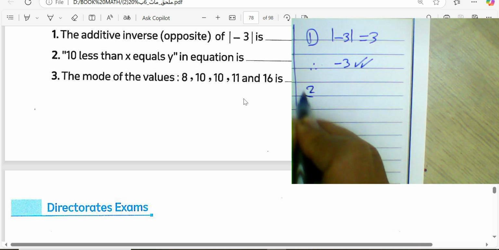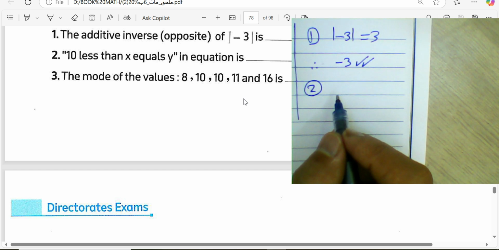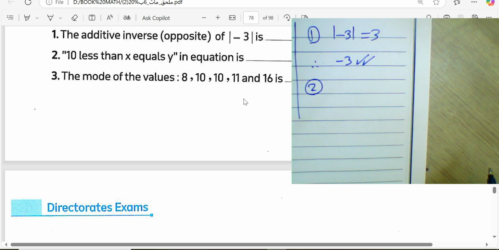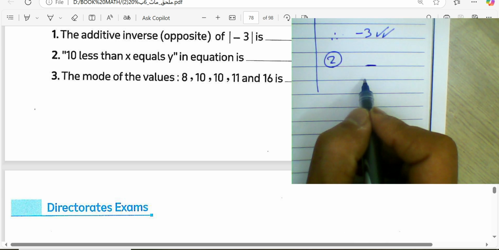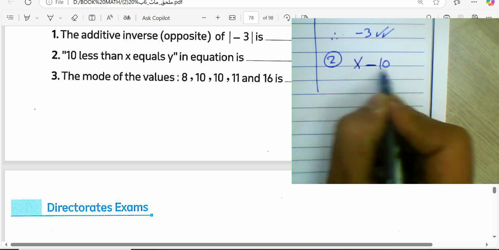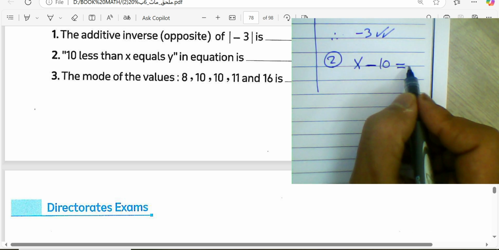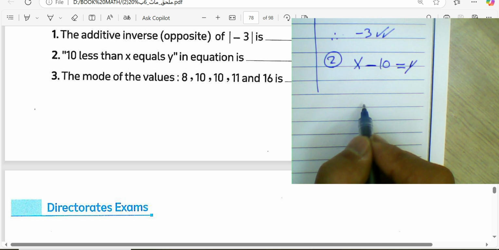Question number 2. 10 less than x equals y. In the equation, 10 less than x equals y. Write subtraction between them. 10 less than x, then x is greater than 10. x minus 10 will be y. Okay, x minus 10 equals y.